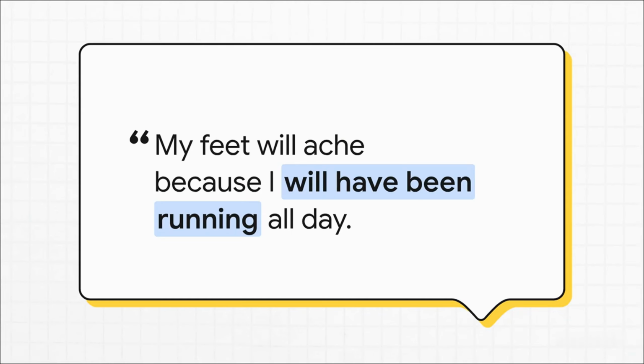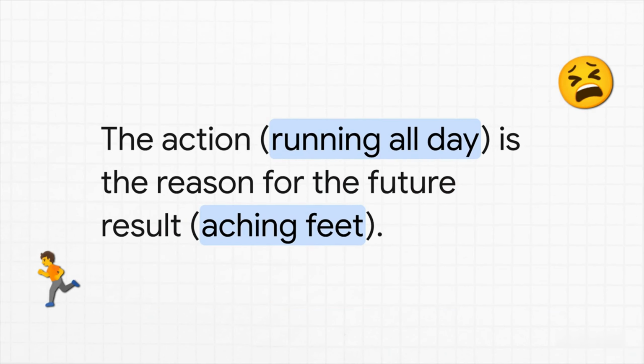All right, on to job number 2, explaining a future result. Take a look at this. The future result is "my feet will ache." Simple enough. But why? Why will they ache? Well, the second part of the sentence tells you the reason, and it uses our tense to do it. The cause is that long, continuous action of running all day. So you see that perfect cause and effect relationship, right? The future result, the aching feet, is happening because of the long action that came before it. This tense is what connects the why to the what.